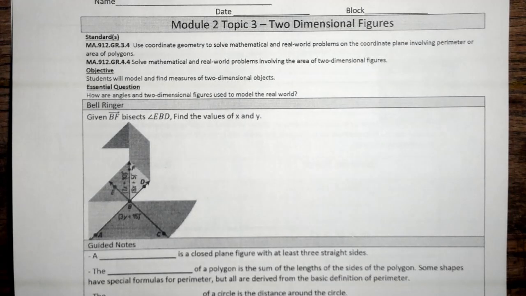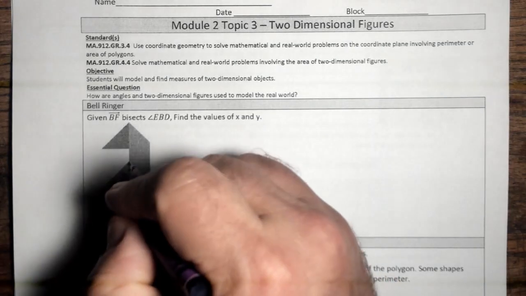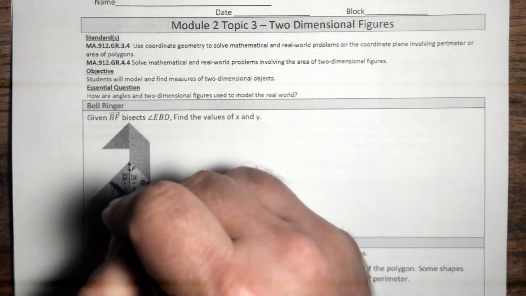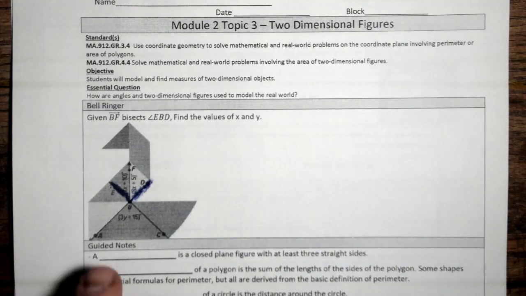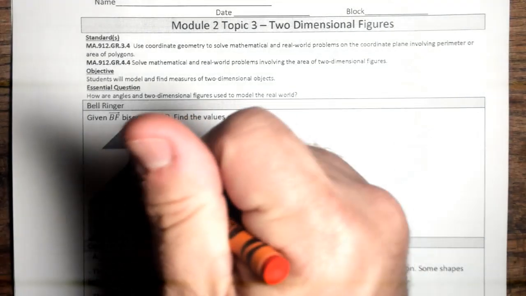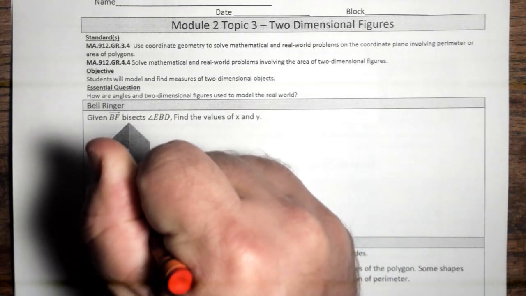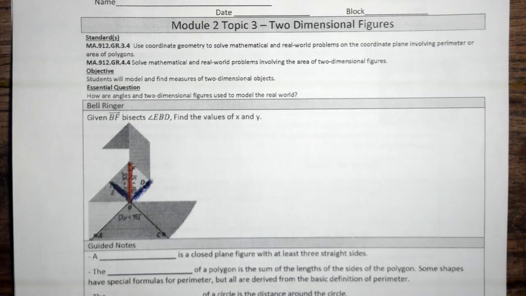Alright, so our bell ringer. Given that ray BF bisects angle EBD, find the values of x and y. Okay, well, let's go ahead and mark. So EBD, I'll mark that in purple. So this is our angle. Now BF, the ray that they mentioned right here, it bisects this angle.